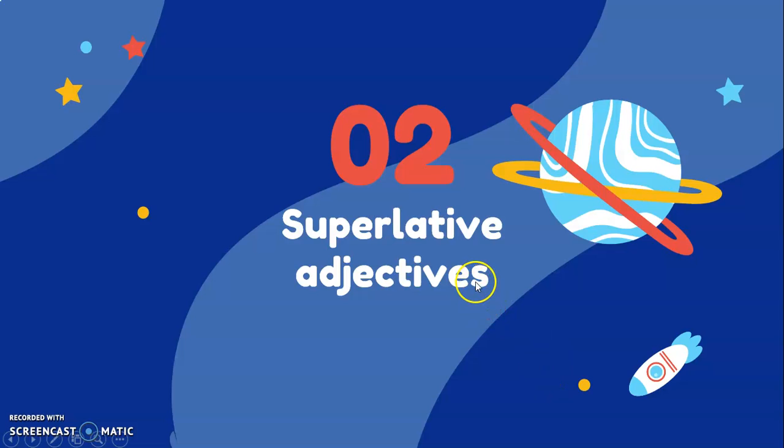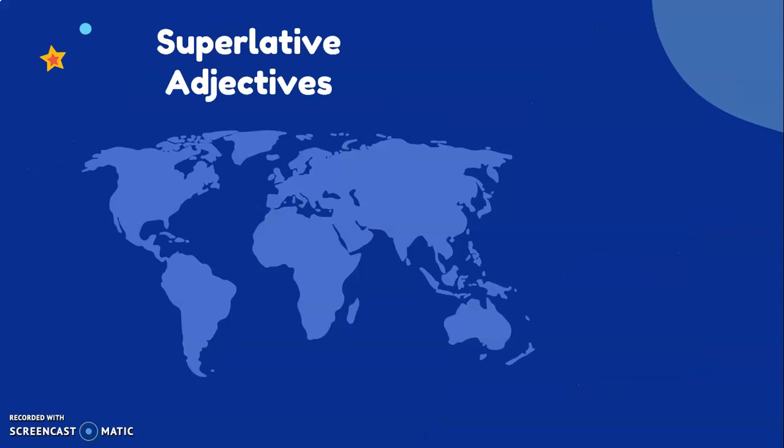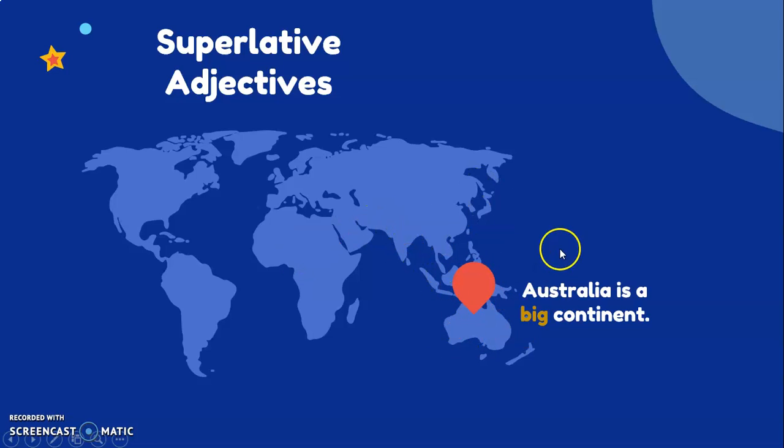What about the superlative adjective then? Sometimes we may want to compare 3 things or more. Then the form that we just talked about is not applicable anymore. Let's look at this world map. Do you know where this is? The red dot? It is Australia.